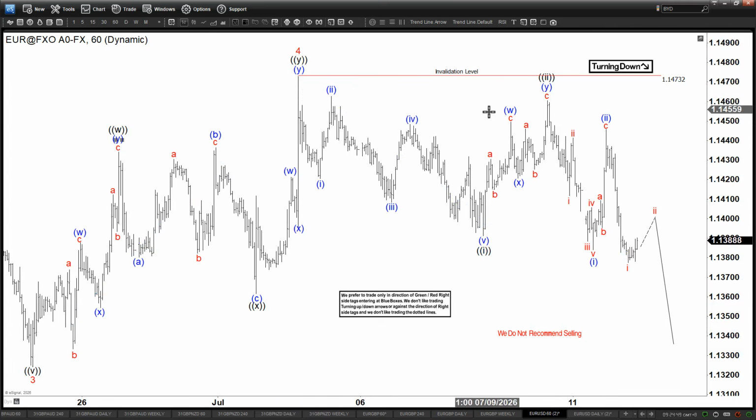However, again, at least when looking at the short term, we do have what looks like a five swing down from here. So again, favoring the downside in the short term.